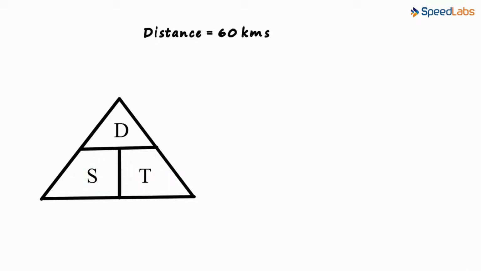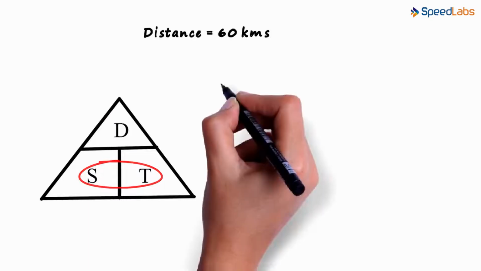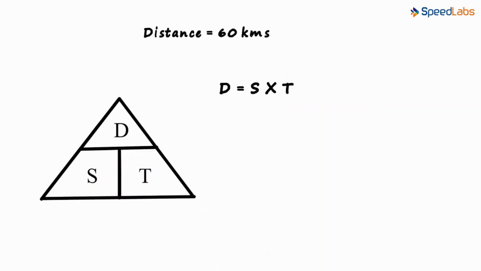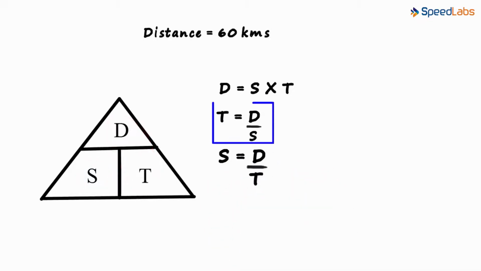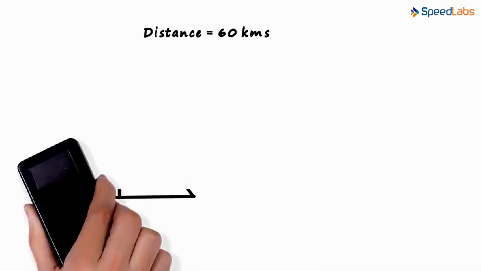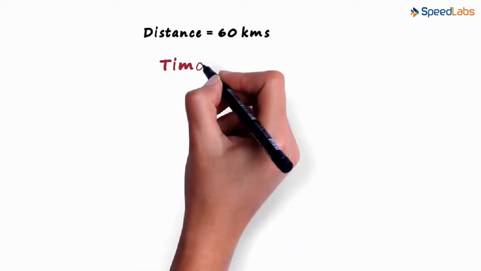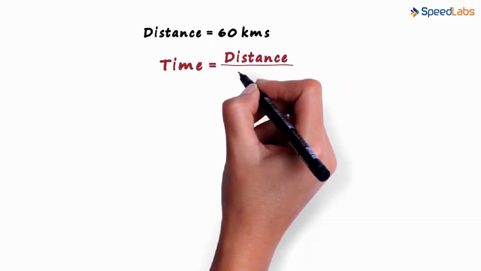It doesn't matter. So using the triangle, if we have to find distance, we multiply speed with time. So D is equal to S multiplied by T. If we want to find T, it is D by S. Hence D is written on top and S is written underneath. And similarly, if you want to find speed, it is D divided by T. We will use this formula in our example. Let's erase this and write the formula time is equal to distance by speed.